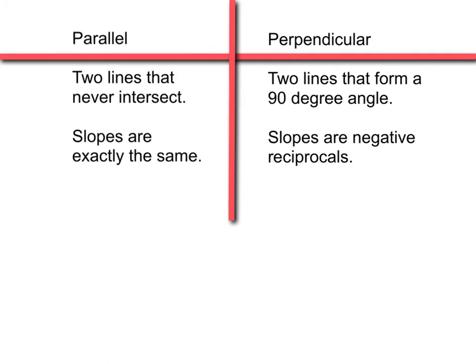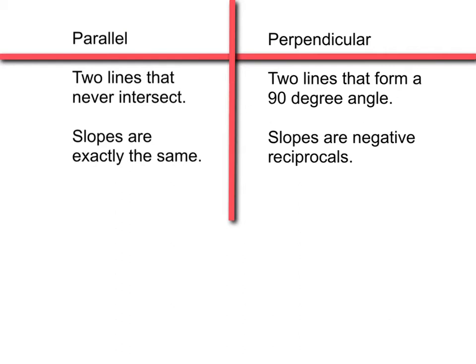Now, let's talk about parallel and perpendicular lines, because we can determine if 2 lines are parallel or perpendicular based on their slope. So if you remember from geometry, parallel lines are 2 lines that are never going to intersect. And what that means is their slopes are going to be exactly the same. And I mean exactly the same. If their slopes are exactly the same, and if we would graph them, those 2 lines would never touch. They would look like parallel lines.